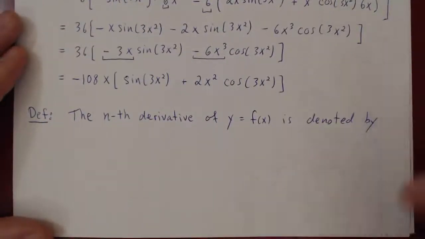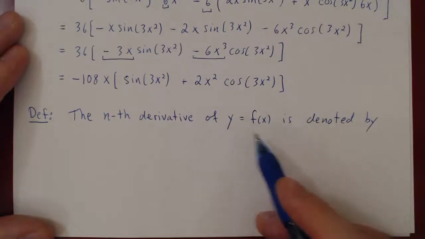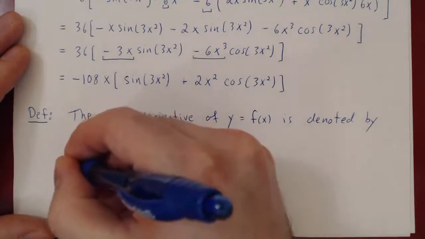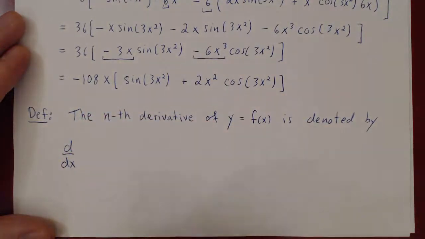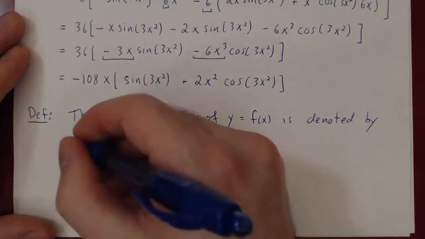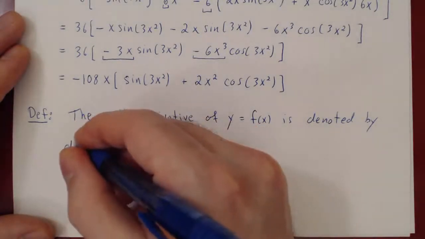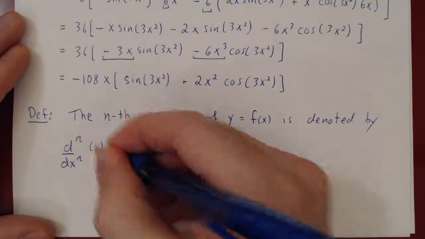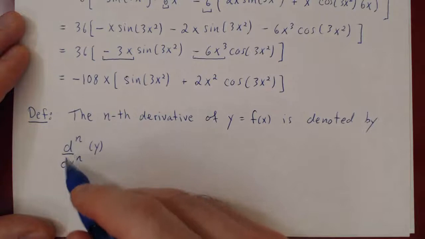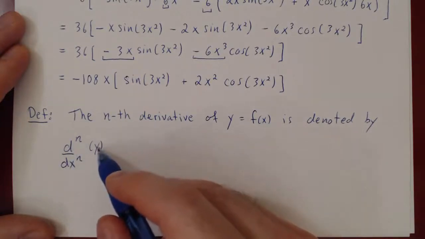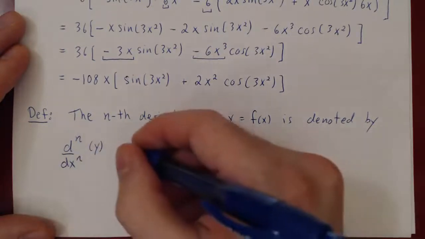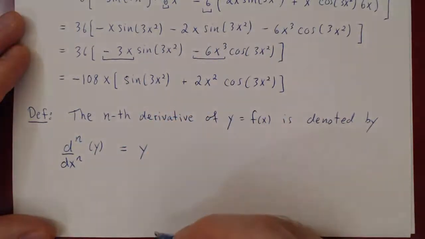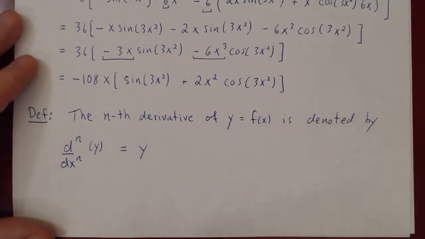So the nth derivative of the function y equals f of x is denoted by, as we have said before, we can write d over dx. This is the action of differentiating. We differentiate n times, so d^n over dx^n of y. So this means differentiate with respect to x the function y n times. You could also write really nicely simply y with, and here's where the notation is a bit subtle.